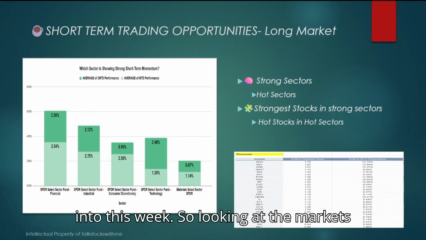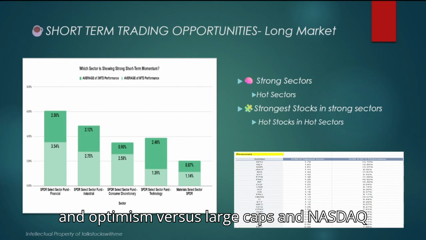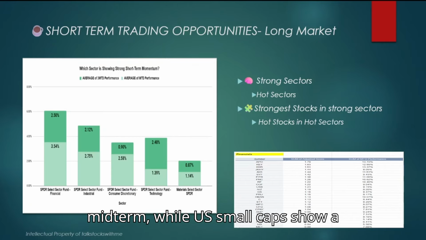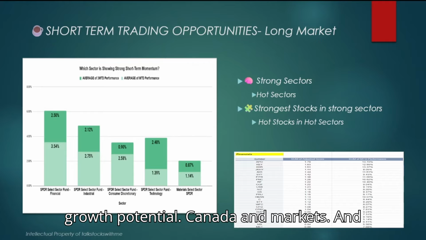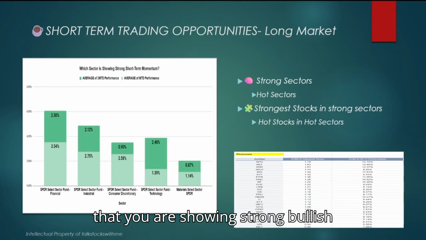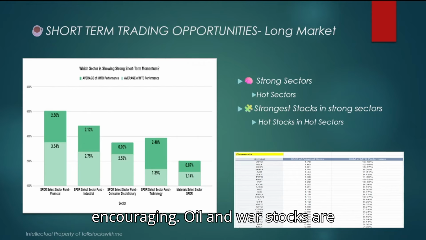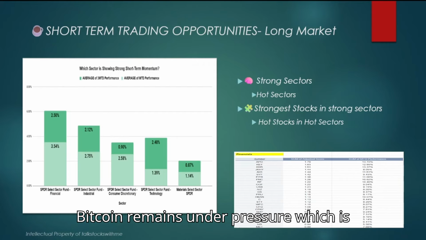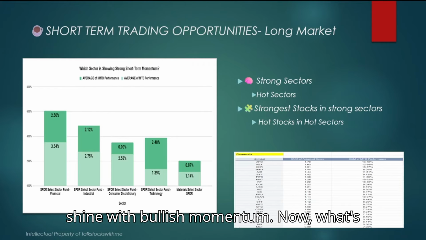Looking at the markets this week, we see a mix of caution and optimism. US large caps and Nasdaq remain neutral in both the short term and mid term, while US small caps show a bullish mid term trend, signaling some growth potential. Canada and markets in Nigeria are showing strong bullish momentum, both short and mid term, which is encouraging. Oil and world stocks are holding steady with neutral trends. Bitcoin remains under pressure with a bearish outlook, and gold continues to shine with bullish momentum.